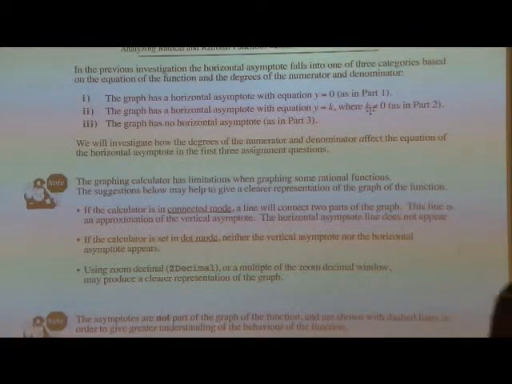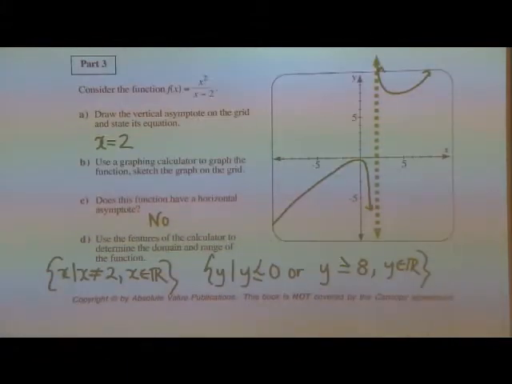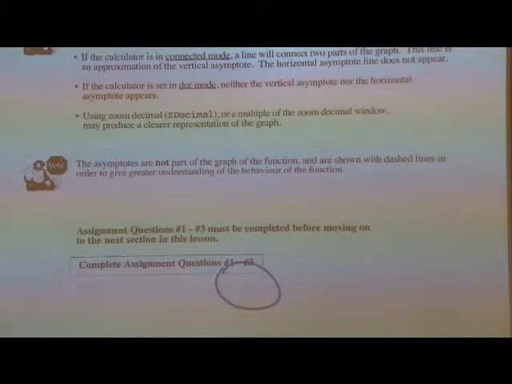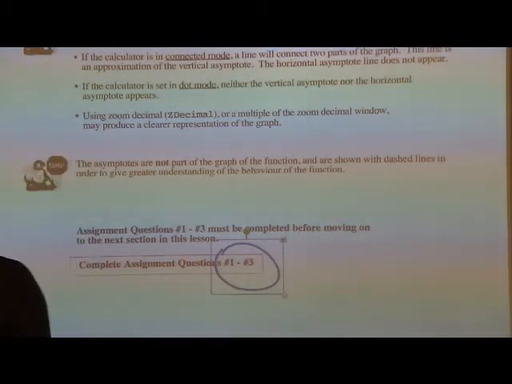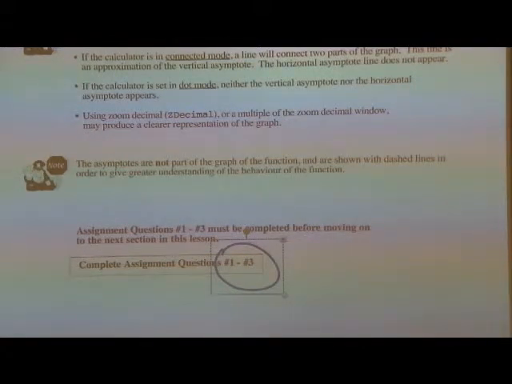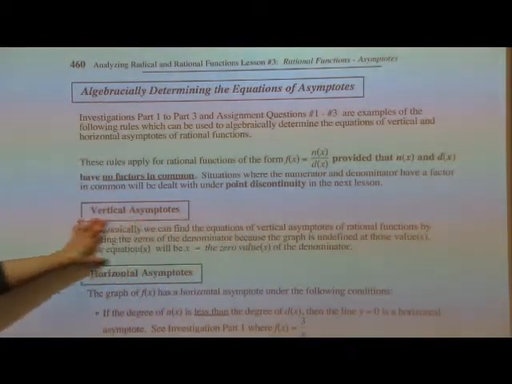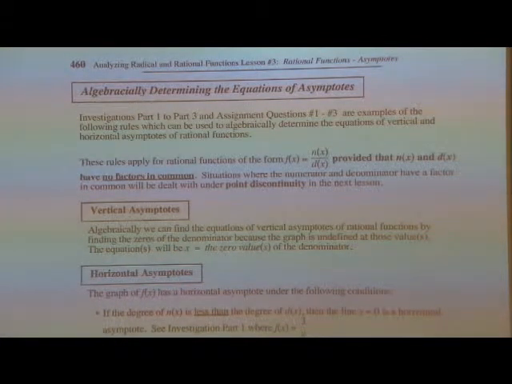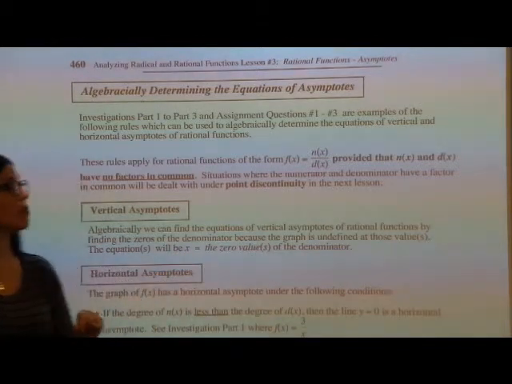So what I had you do is work on questions 1 to 3 with regards to understanding vertical and horizontal asymptotes. Within questions 1 to 3, what we were looking at was patterns. Is there a way that I can look at the equations and determine the vertical asymptote and the horizontal asymptote without having to graph it? How do I determine the vertical asymptote? What do I need to look at? The zeros? The zeros of what part, though? The numerator or the denominator? Denominator. So the vertical asymptotes I will get by finding the zeros of the denominator, because that's when the graph is undefined. Okay? So the equation will be x equals that zero value of the denominator.